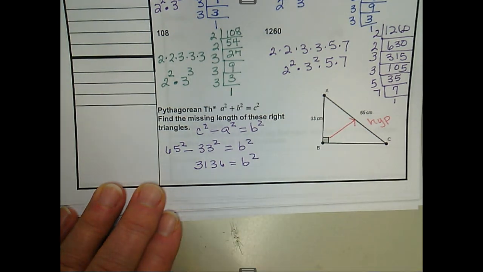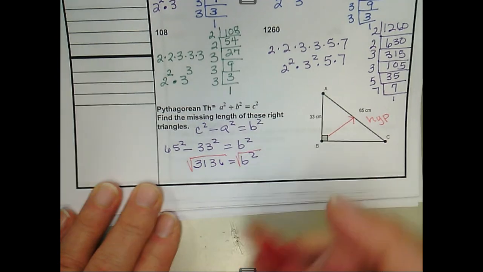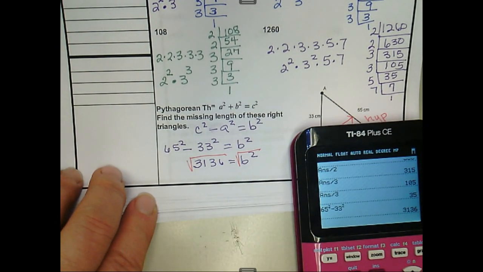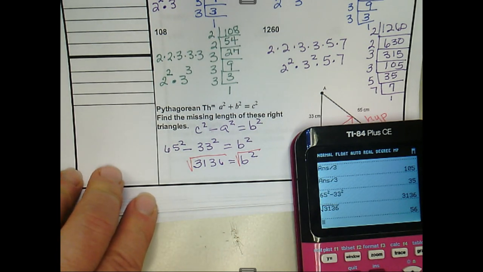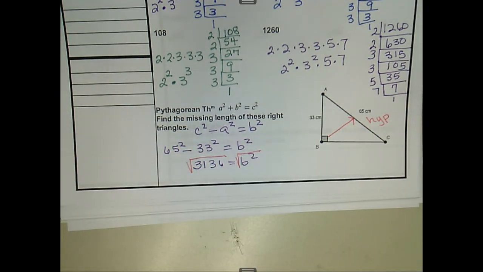Remember, the opposite of squaring is to take the square root. So I'm going to see if this is a perfect square. If it is, then I don't have to worry about the simplification. And I get 56. So it is a perfect square, even though those were big numbers. I know that that missing side length is 56.